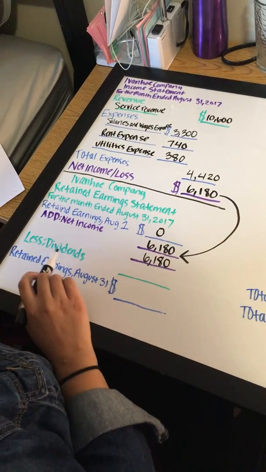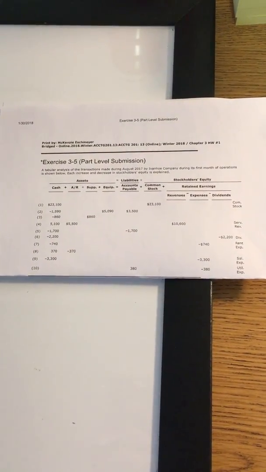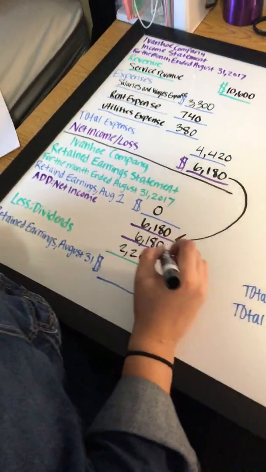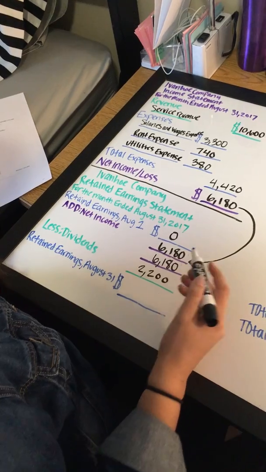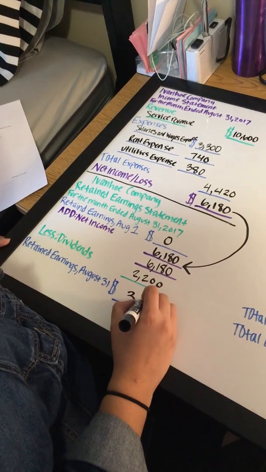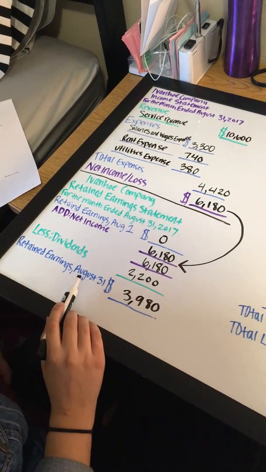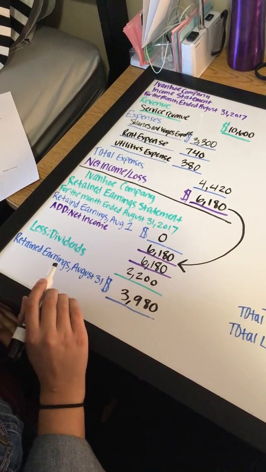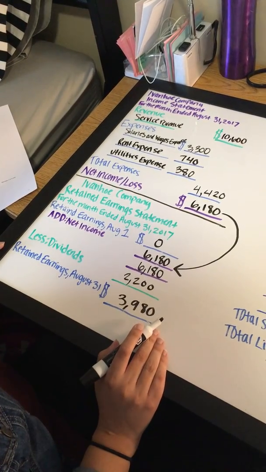Now we need to subtract the dividends. When we go back to this sheet, under stockholders' equity, retained earnings, and then dividends, it equals $2,200. Then when we subtract the $2,200 from $6,180, we get $3,980. That becomes our retained earnings for August 31st. That is our ending retained earnings, and we just completed the retained earnings statement.